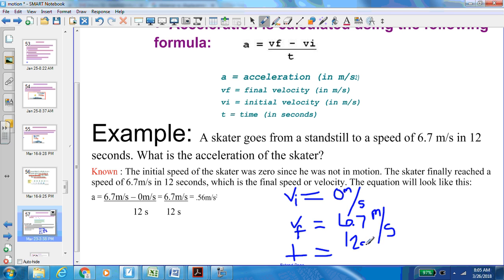Now we're going to plug them into our equation, which is here. a equals your final velocity minus your initial velocity, divided by the time. So that would be 6.7 meters per second minus 0 meters per second, divided by 12 seconds. So you do the math here, subtract these two numbers, and then you divide. Your final answer would be 0.56 meters per second squared. Meters per second squared is the unit that we use to express acceleration.